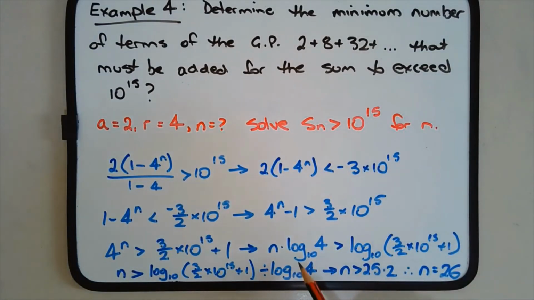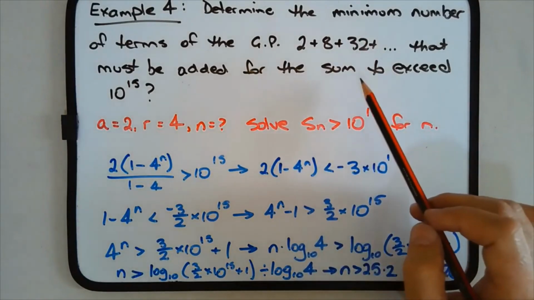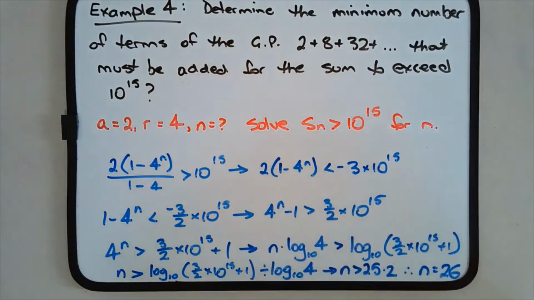So dividing both sides by log base 10 of 4, we have n greater than log base 10 of 3 over 2 multiplied by 10 to the power of 15 plus 1, divided by log base 10 of 4. So if we evaluate the right hand side, we get n is greater than 25.2. So the next integer along is n equals 26. So we need to sum the first 26 terms of this geometric progression to get a sum exceeding 10 to the power of 15.